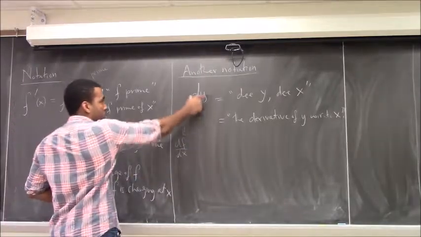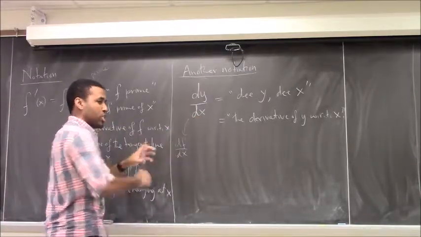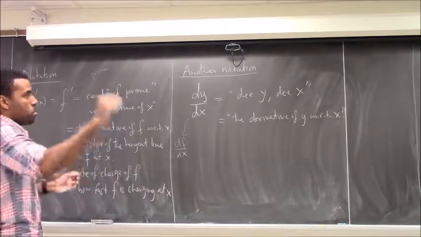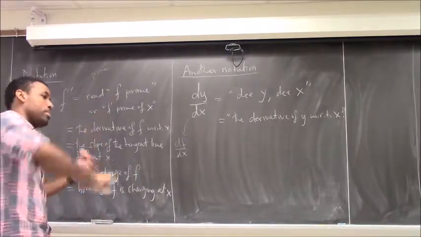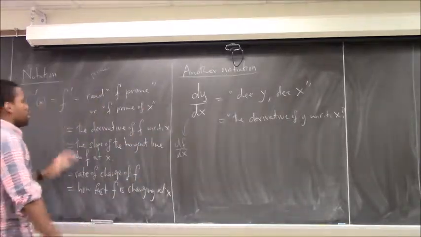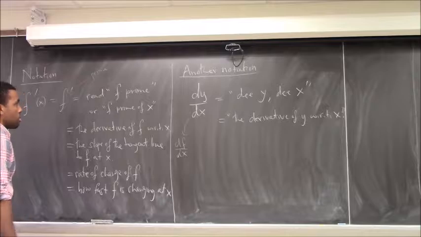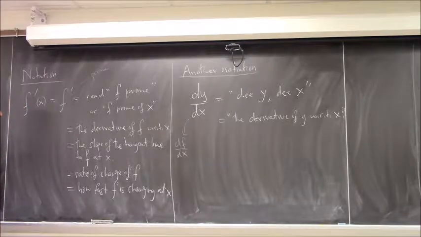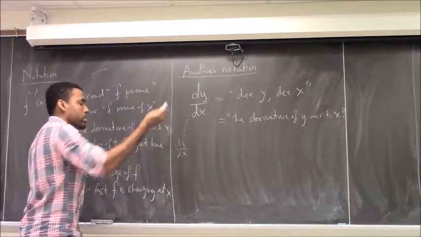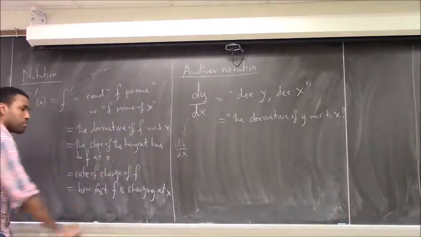This one is really nice because it's a very functional notation. You can actually treat it like a fraction. You can multiply both sides by dx, you can flip it and move stuff. So there are times when this is very useful. But either notation is going to be applicable in this class. And I'll mostly be using this one just because it's easier to write f prime than to write dy divided by dx. So it's just me being lazy. Okay?